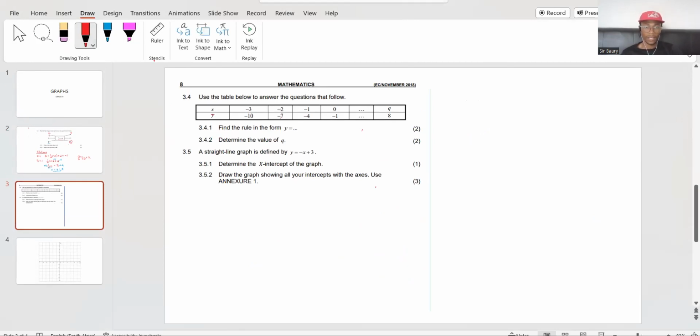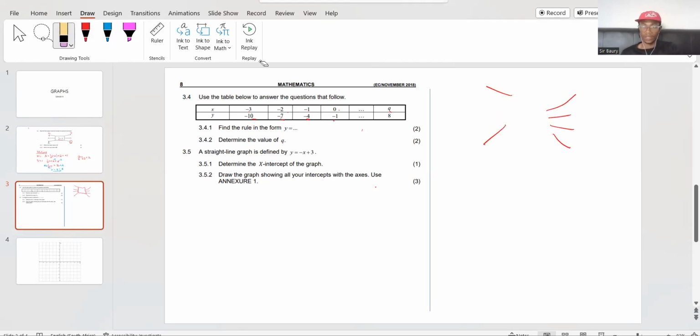This is the table. These are the x values: -3, -2, -1, and 0. Then you have q. Then you have -10. They are the corresponding values. So this is also similar to a flow chart. So what it actually means is that I can have something like this.